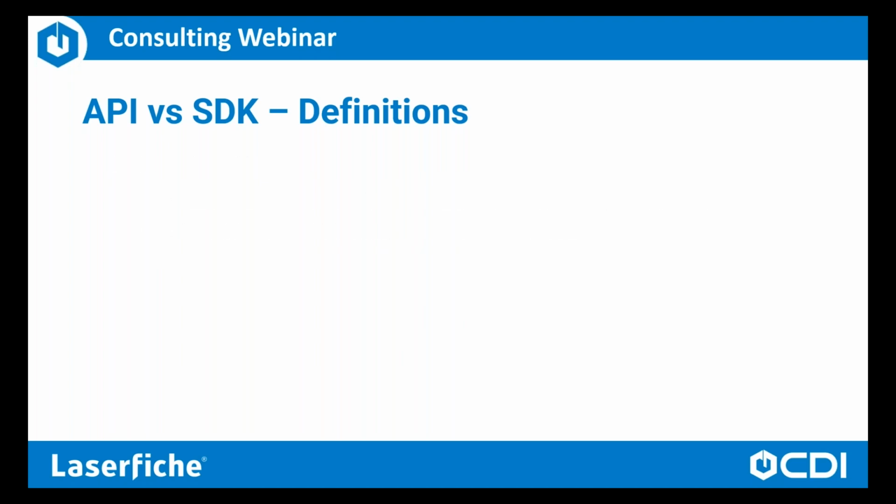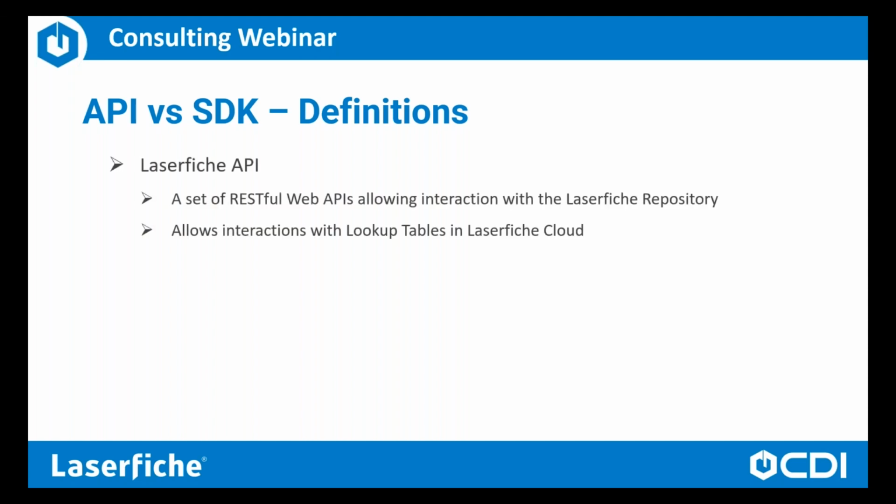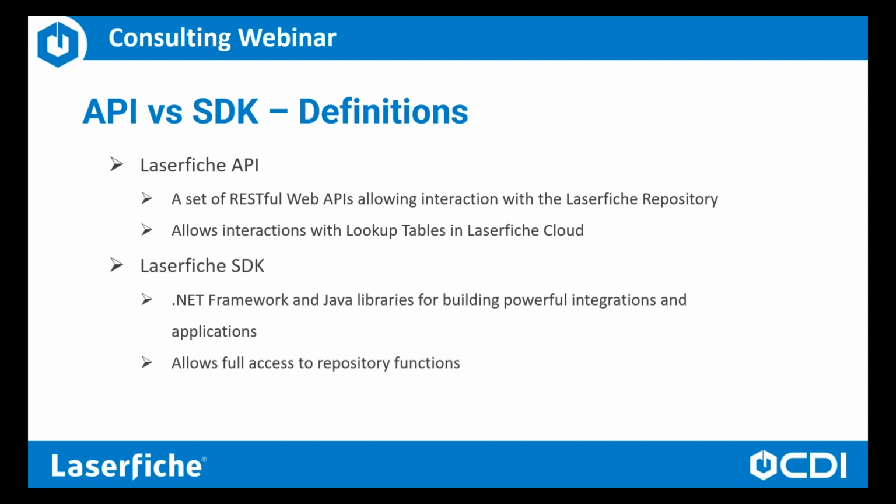One question I get asked a lot is, isn't the Laserfiche SDK and an API, aren't they the same? Or isn't an API a subset of an SDK? Laserfiche uses these two terms to differentiate between the Laserfiche API, which is a set of RESTful web APIs allowing for interaction with the Laserfiche repository, and also allowing interactions with lookup tables in Laserfiche Cloud. When talking about the Laserfiche SDK, we're referring more to the .NET framework and Java libraries available for building powerful integrations and applications.